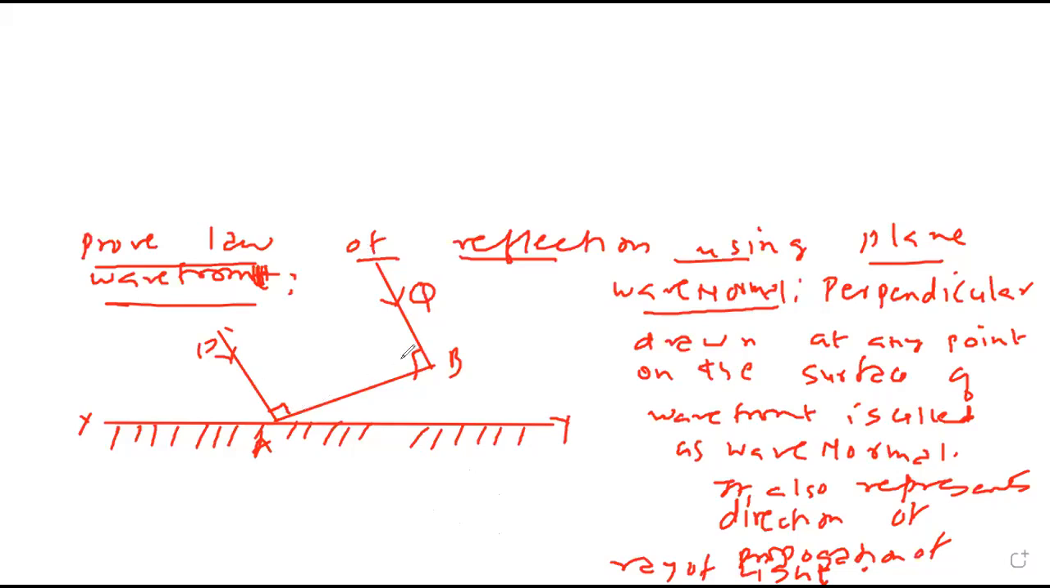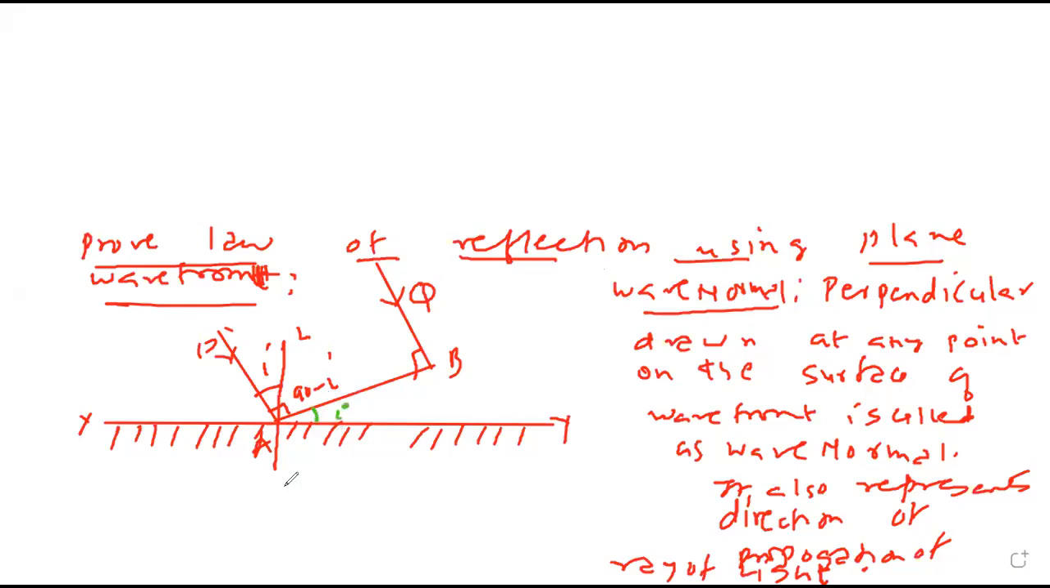So consider plane wavefront AB bounded by rays PA and QB to be incident on plane reflecting surface XY at an angle of incidence I. So can I say angle PAL equals I? The incident ray with the normal makes angle I. So what will be this angle? 90 minus I. That angle, the balance one? Yes. What will be this angle?